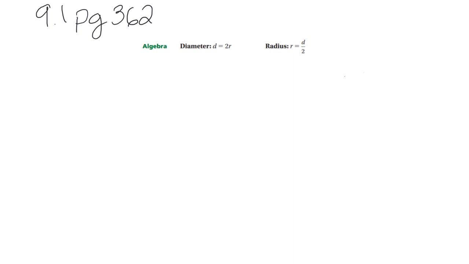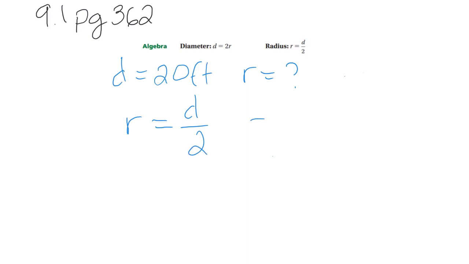So now we're going to do a couple problems. And if you're following along with me in the book, I'm going over example 1. The first one says you have a circle where the diameter is 20 feet. So that means I have a D of 20 feet. And I want to know, what is my radius? If I were to use my formula, I'm looking for radius. So R equals D over 2, which is the same as 20 over 2 for this problem, which means my radius is 10 feet.